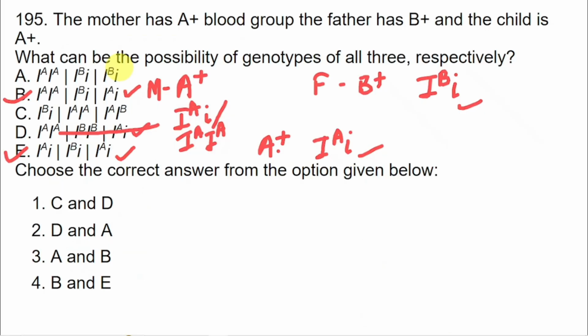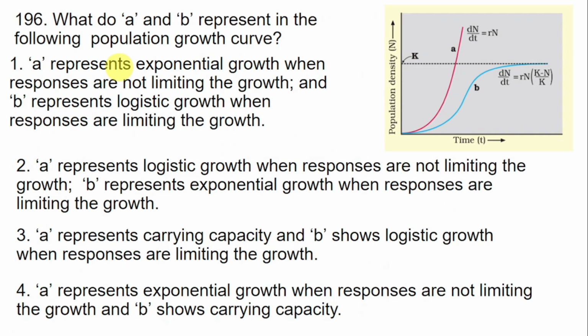Next one. Okay, graph. This is an easy graph. We should attempt it, even though this is a long statement question. What do A and B represent in the following population curve? This is exponential growth. Yes, when resources are not limiting the growth. So it keeps on growing. And this one is logistic growth, when the resources are limiting the growth. Correct. So quickly we got the answer. 196 is 1.